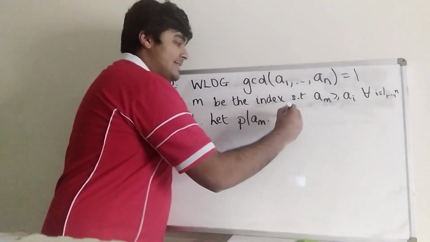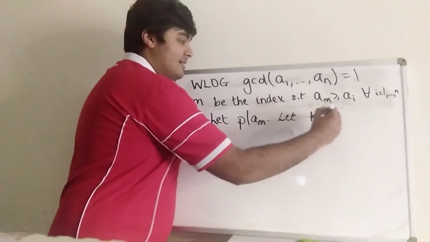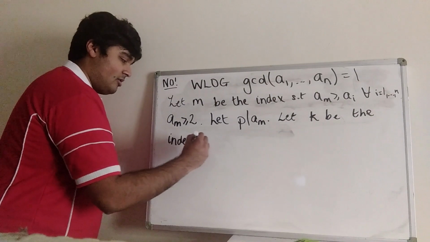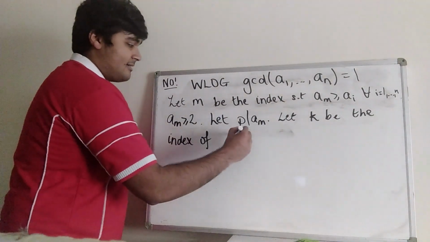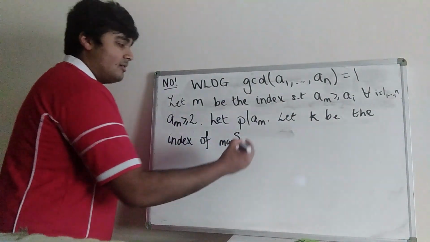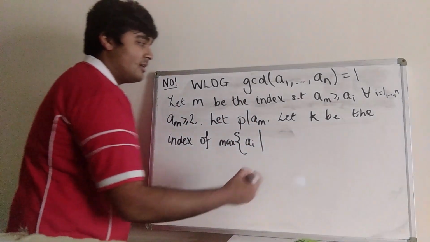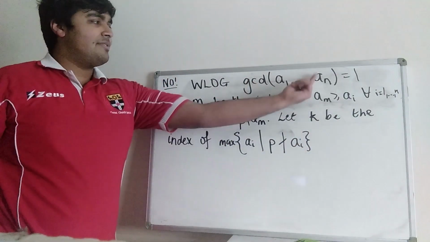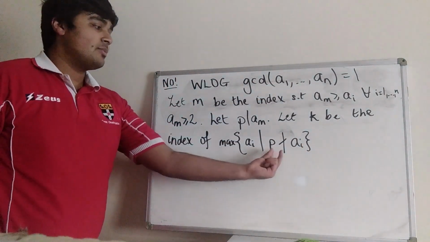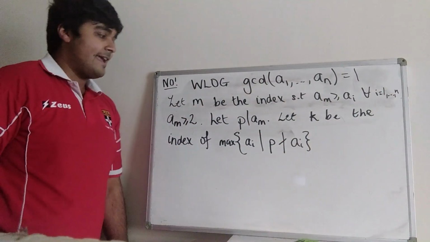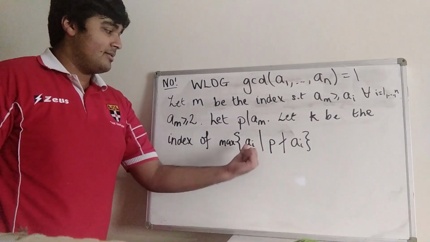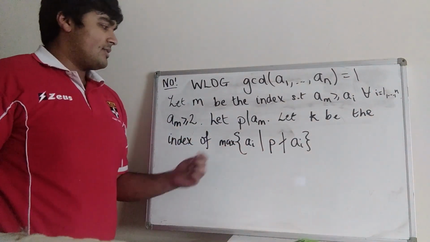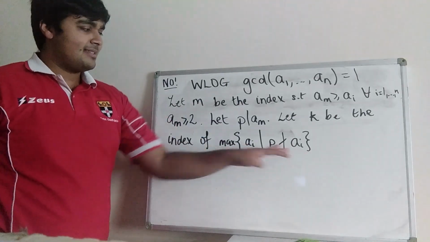We're going to say let k be the index of the maximum of the a_i's for which p does not divide a_i. So we look at each of these a_i's here, and we only consider the ones where p does not divide a_i, and then we let k be the index of the one that's the biggest of this set here. So firstly, notice that this set here is certainly non-empty.